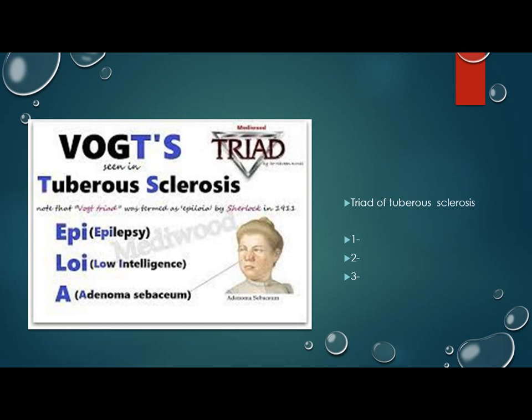Tuberous sclerosis has a triad. The triad is epilepsy, mental retardation, and adenoma sebaceum. But this triad is not necessarily present in all cases of tuberous sclerosis. Half of the cases do not have mental retardation, and a quarter of them have no epilepsy.